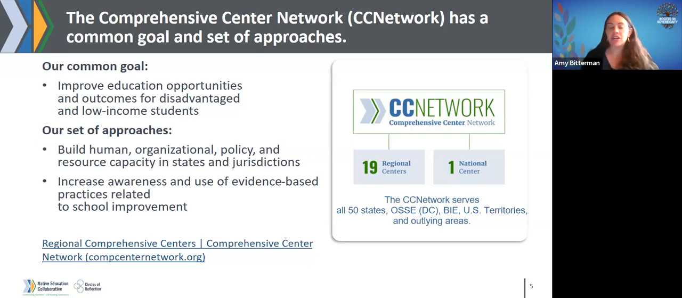But we at the National Center have a unique role in that we coordinate, collaborate, and communicate across the entire CC network. We work with all of the regional centers as well as their states and districts to tackle some of those cross-cutting, high-leverage problems that emerge, and ensure that there is collaboration, communication, and efficiency across the whole network.